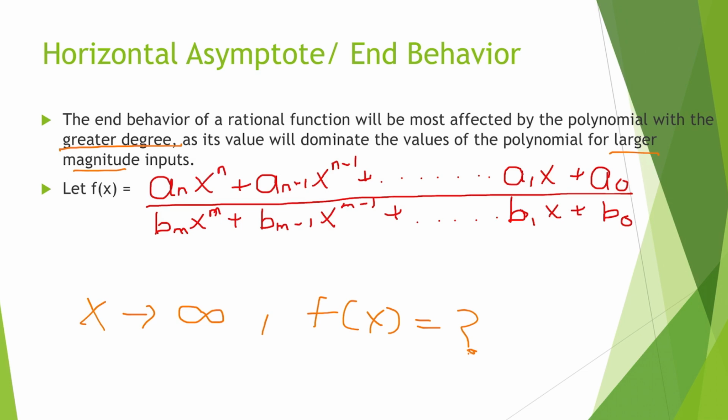And what you have here is the general notation of a rational function. an and bm are the leading coefficients. So we have an times x to the power n, bm times x to the power m, and then we go on decreasing the powers until we have a naught and b naught, or a0 and b0. There are 3 cases. We're going to work on them one by one.